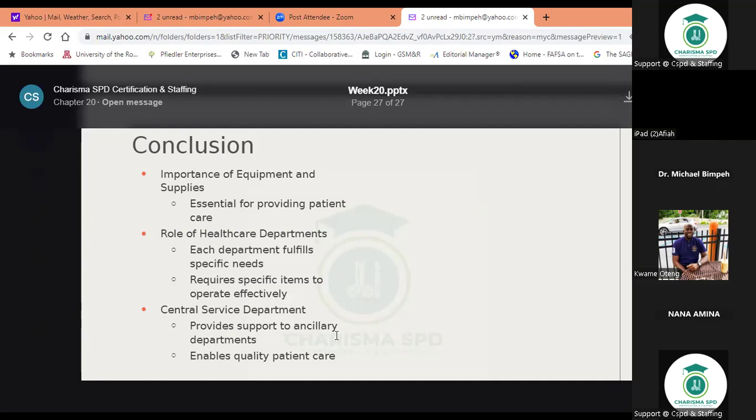Central Service Department provides support to ancillary departments. Yes, that's what we talk about. It can be mother and baby, L&D, dental, podiatry, radiology, cardiology, etc. Or it can even be offsite clinics.